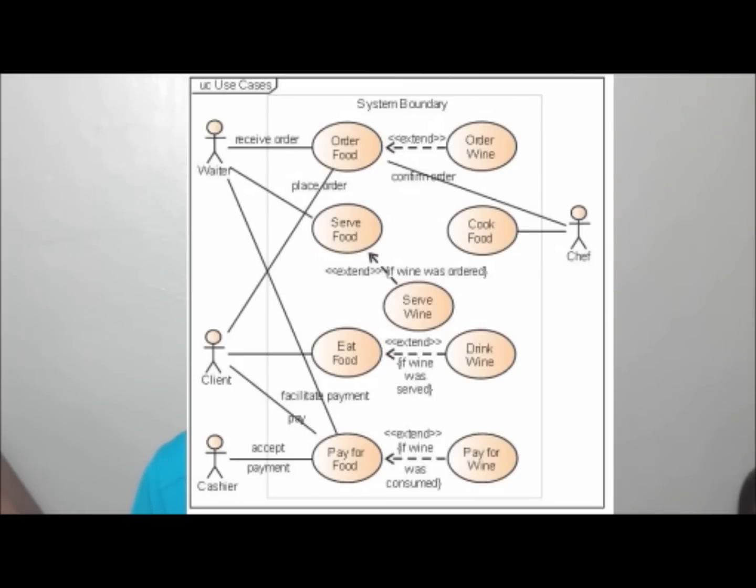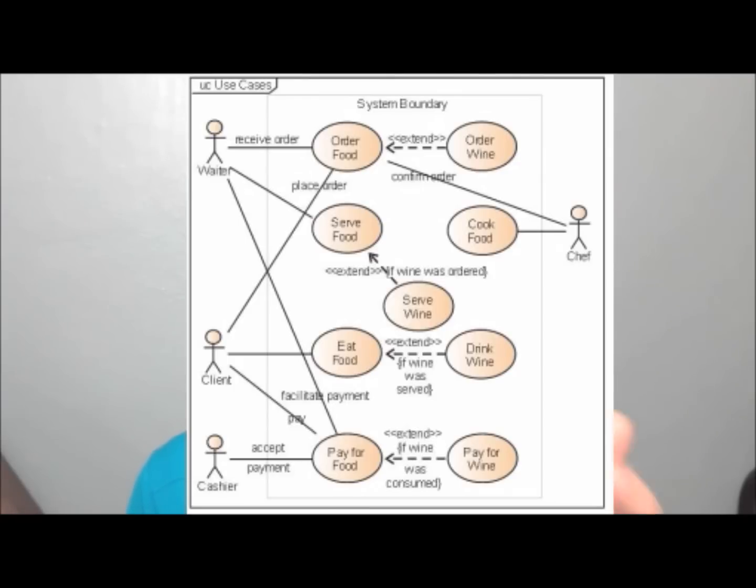Going off to the right of ordering food, you can see that maybe this is a restaurant and maybe this is a client who wants to order wine. And so we have that order wine as another oval, another thing that can get done, another action or activity that can happen inside our system.